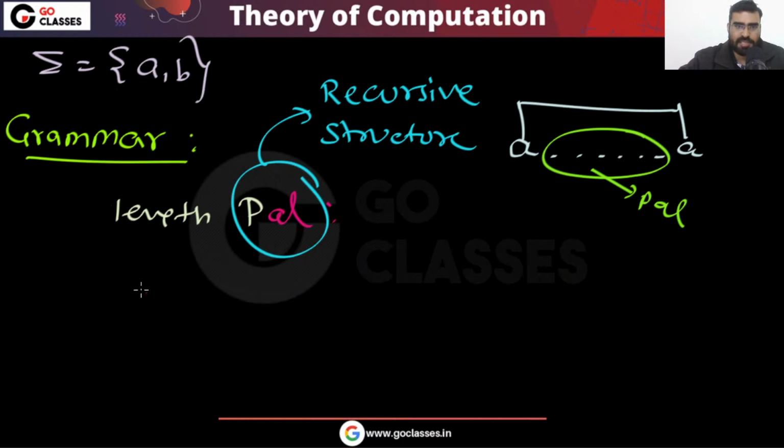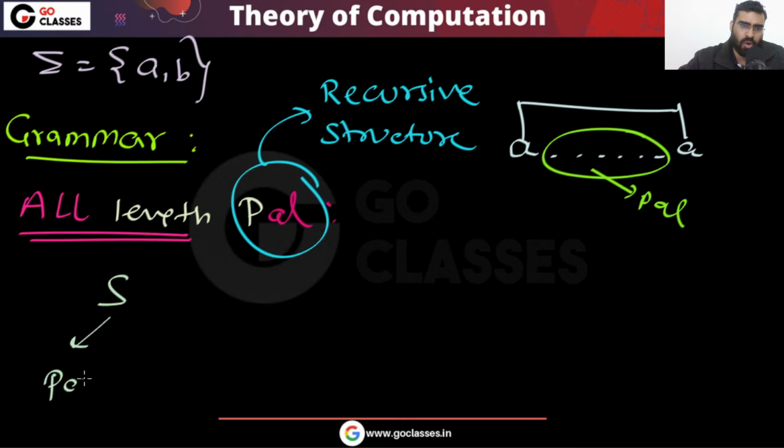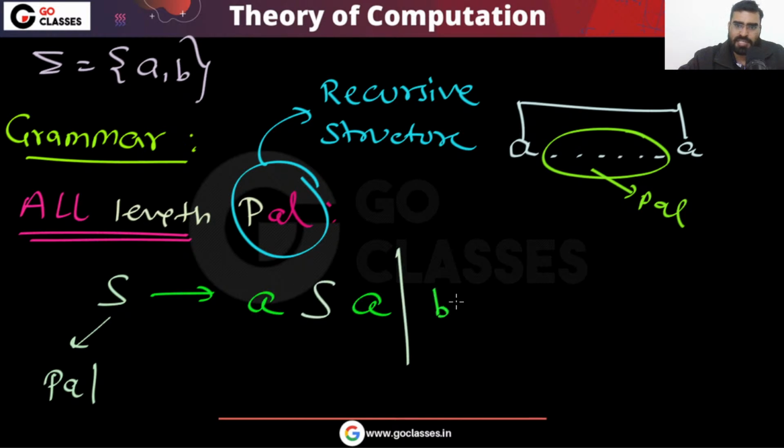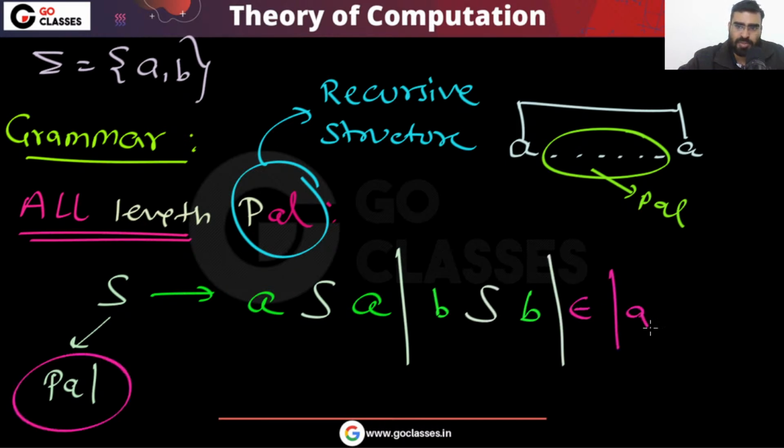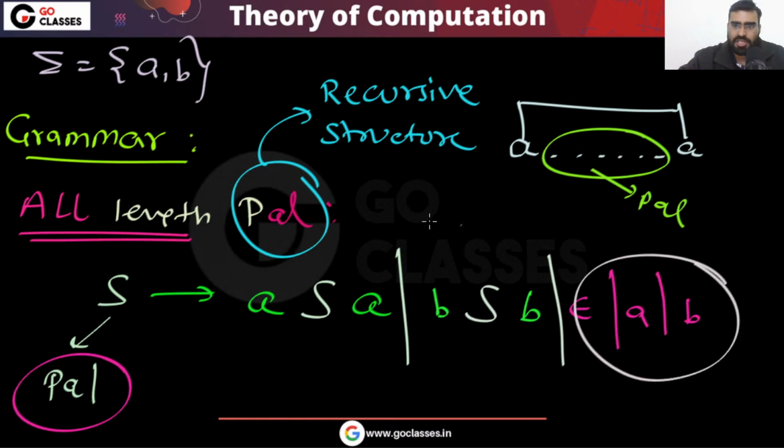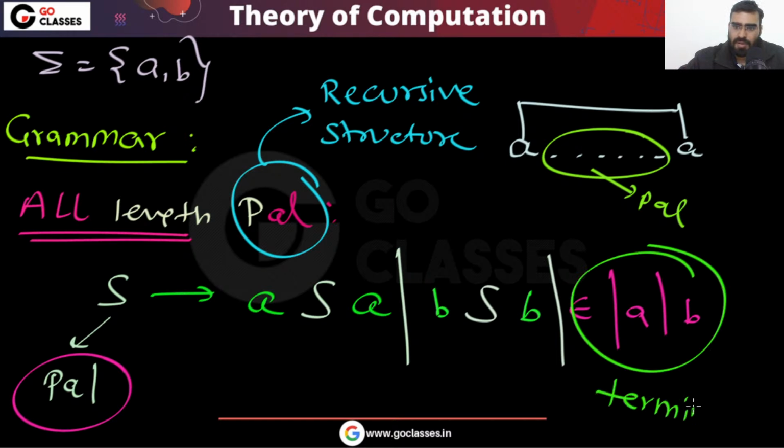Now the next is, if you want all length palindromes, how can you do that? It means that this S will denote a palindrome now. The first symbol and last symbol must be same, and in between you can have a palindrome. Again, first symbol and last symbol must be same, in between a palindrome. Finally, because you want palindromes, this is a palindrome. Now this is your termination of recursion. So this is your answer.